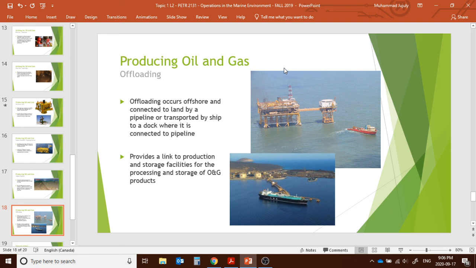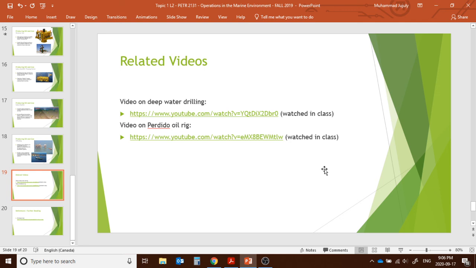Producing the oil and gas, the offloading occurs when the offshore platform is connected to land. The ship comes in, takes the oil and gas from the platform, and offloads it to the processing facilities. That is the offloading. The tankers usually do that.